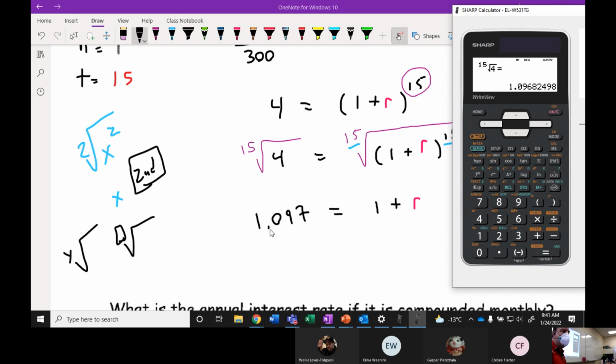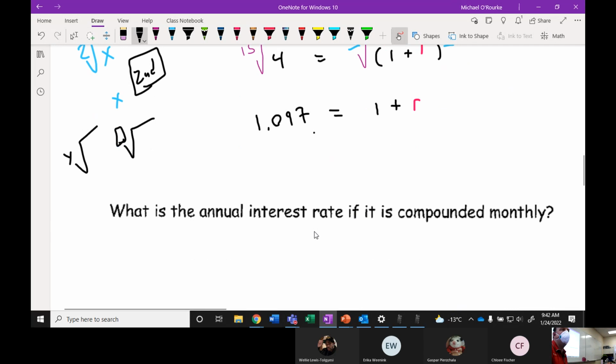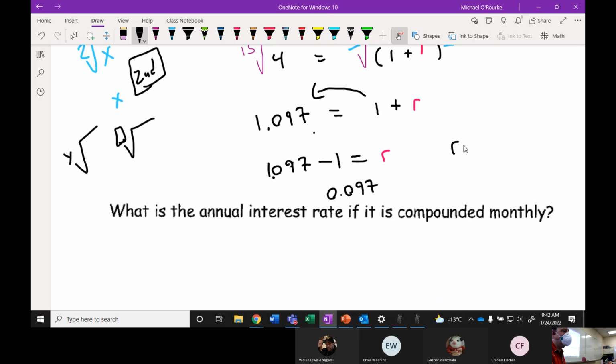So now we are here. What do we do now? Pause. Move the 1 over. Minus 1 equals r. So that was then the rate, you times by 100, 9.7%.